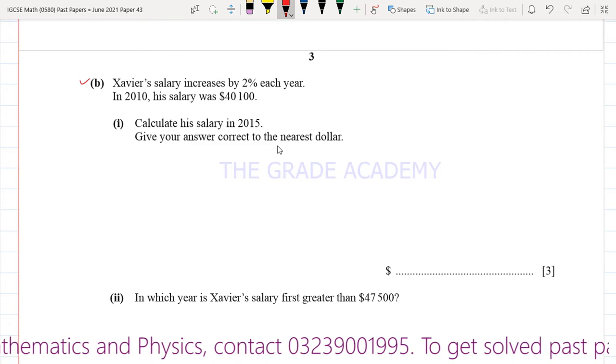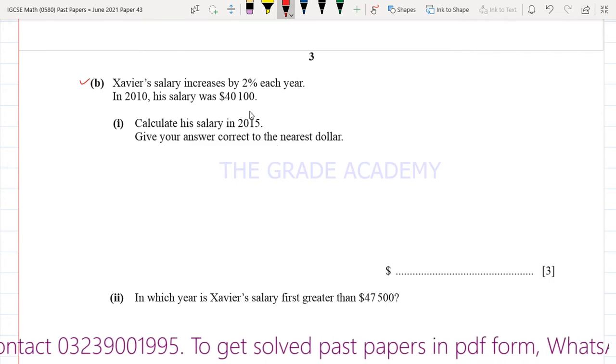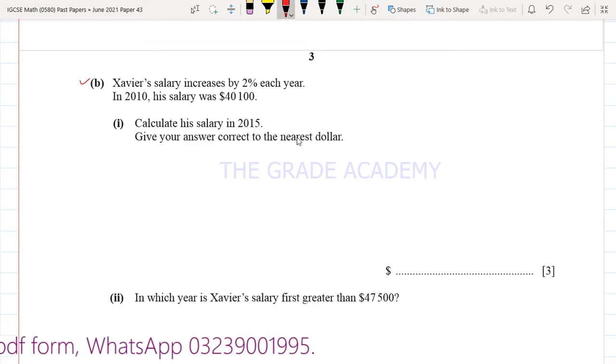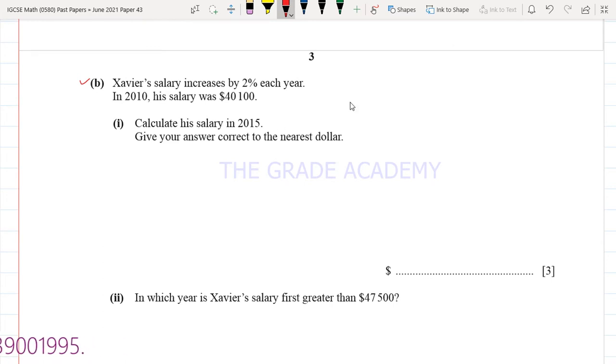As you already know, when we increase a given quantity in a fixed proportion, in a fixed ratio, we use the formula that we use for compound interest. The amount A will be equal to P times 1 plus R over 100 raised to the power T. Here A is the final amount, P is the initial amount, also called principal, R is the rate or the percentage by which some quantity is increased, and T is the time in years.